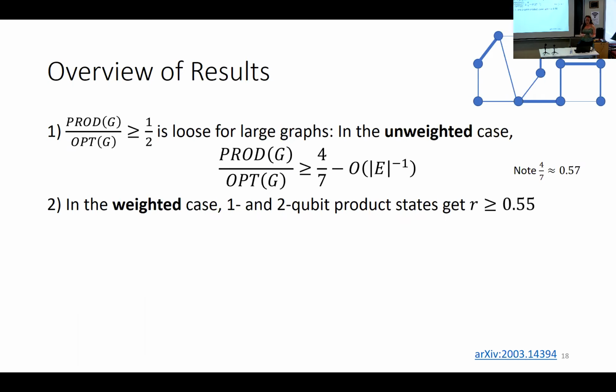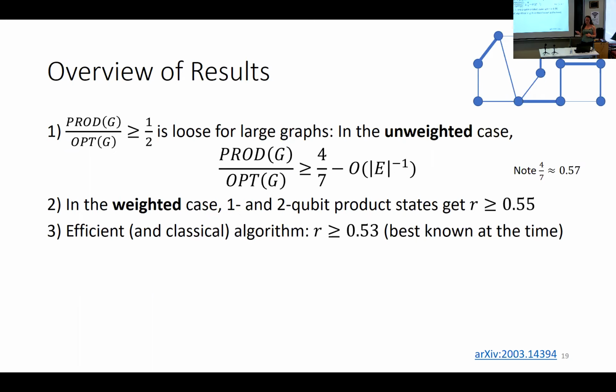In our second result, we showed that when we're talking about weighted graphs, if we extend our notion of product state a little bit to say products of 1-qubit and 2-qubit entangled states, then the best state of that type gets at least 0.55. So we're already surpassing that 0.5 threshold. And we show an algorithm to get at least 0.53, which was the best known at the time. And we'll talk about what's happened since then in a little while.